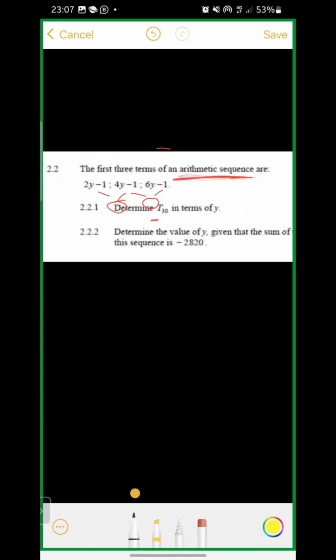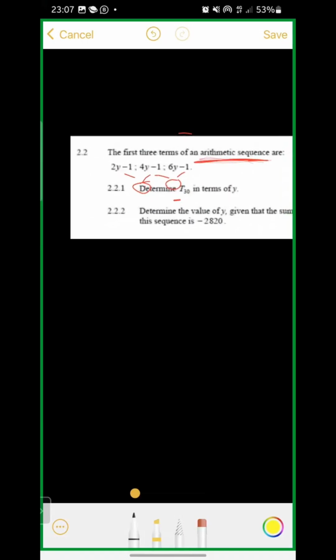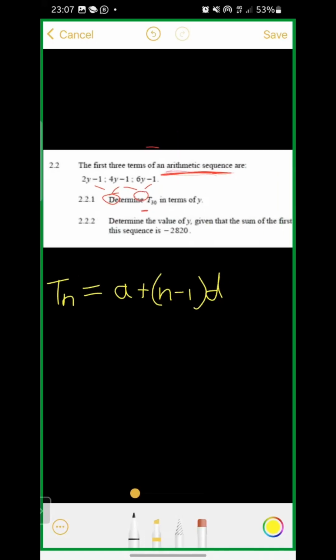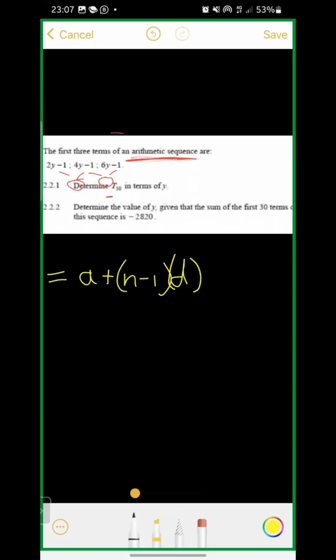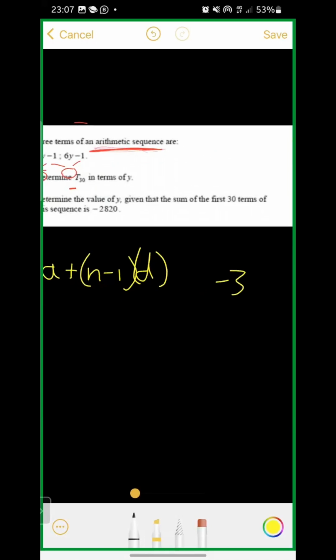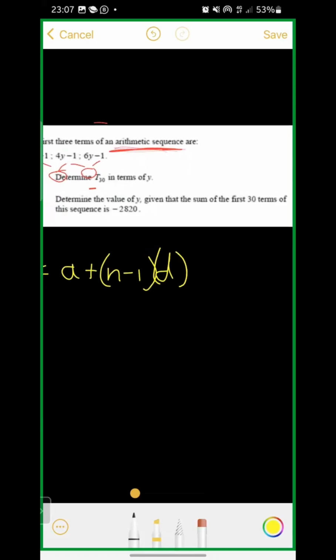So determine T30 in terms of y, right? So whenever we have, let's just write down the formula here, this equals a plus n minus 1, multiplied by d. So don't forget the d, right? So I'd prefer us to put the d in brackets, because sometimes if we get a negative d, we'd be tempted to just put minus 3, for example, and that's wrong. So yeah, let me do.